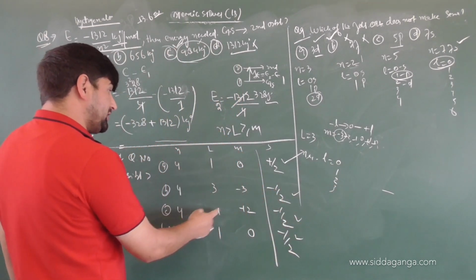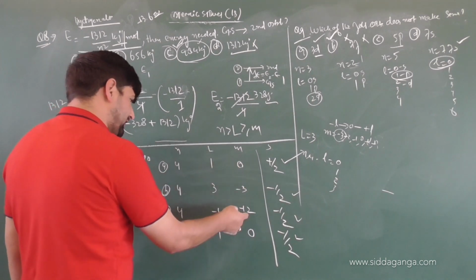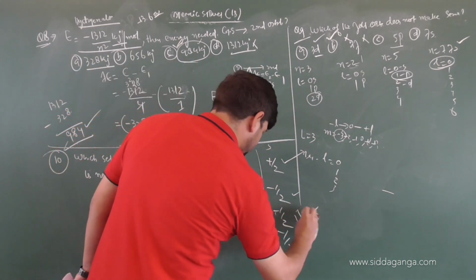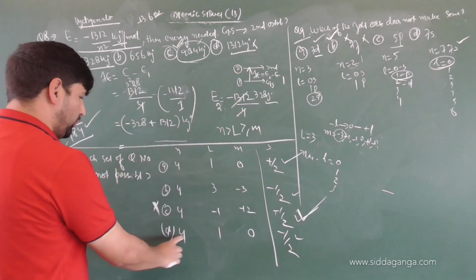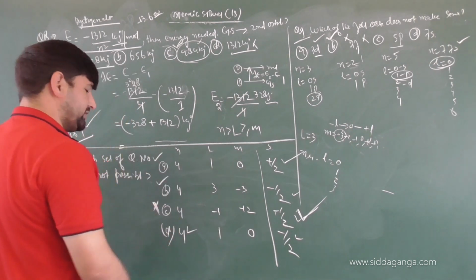Okay, if L is minus 1, can M be plus 2? When L itself is not a minus 1 possibility, where can M come from? So this option C is not possible. That means option C is our correct option. 4p is definitely possible. So these three are definitely possible and one is not possible.